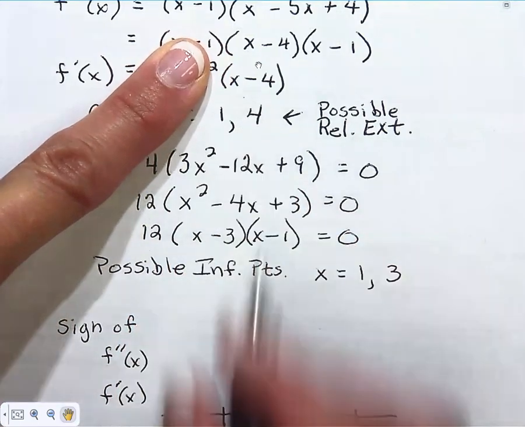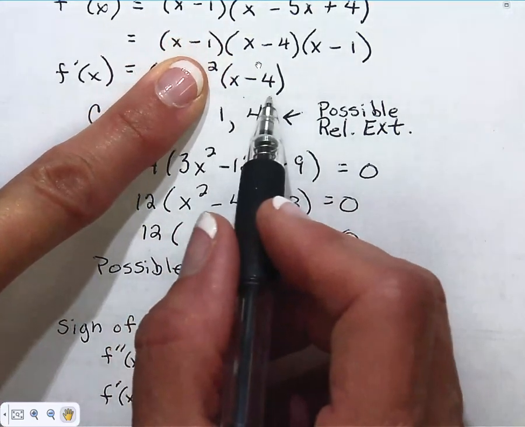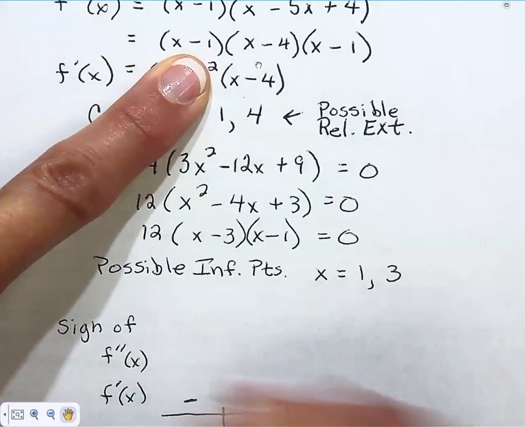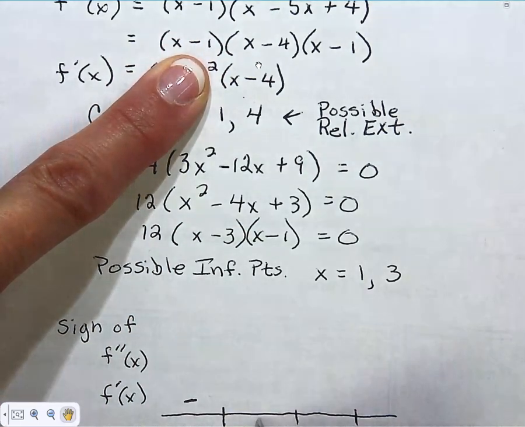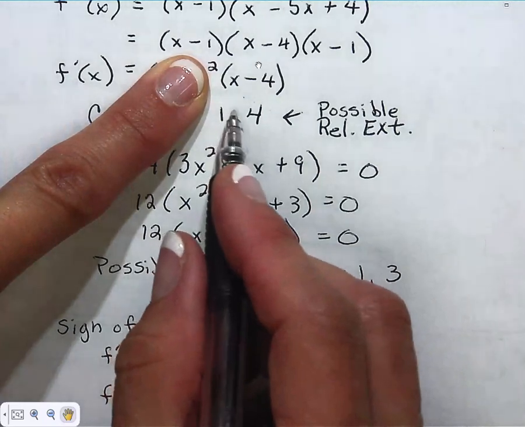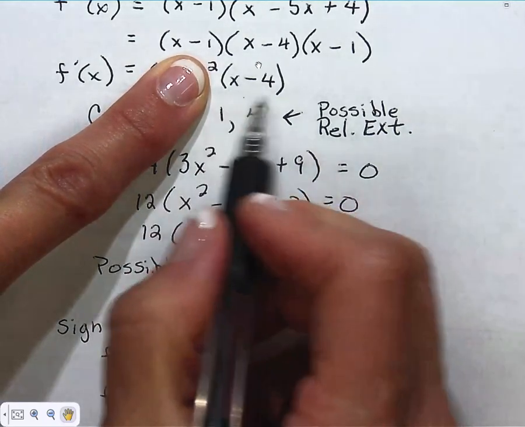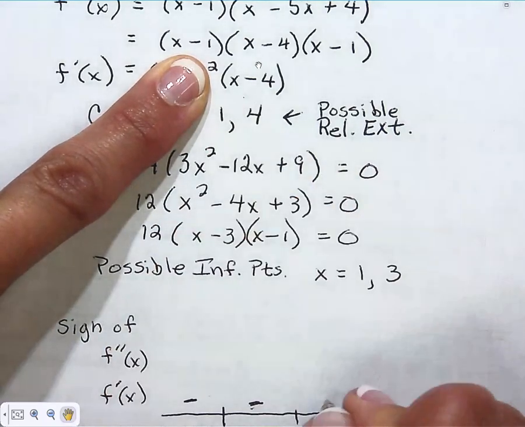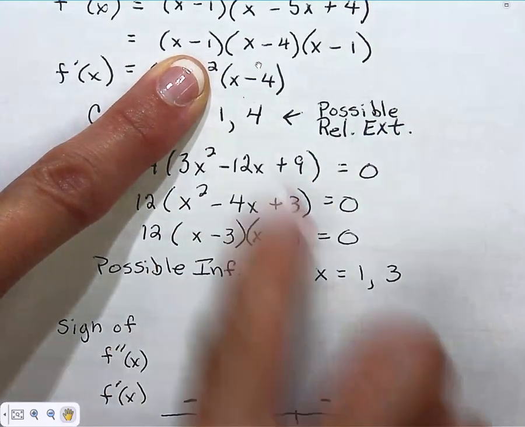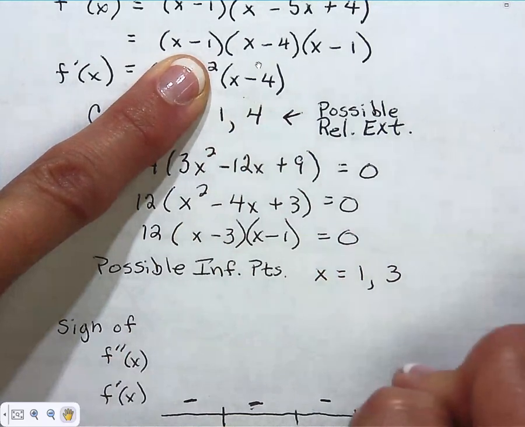All right. If I let x be 0, the second term is going to be negative. If I let x be 2, the second term is going to be negative. If I let x be 3.5, the second term is going to be negative. And if I let x be 5, the sign of the second term is going to be positive.